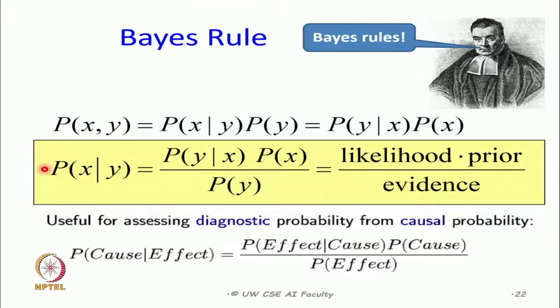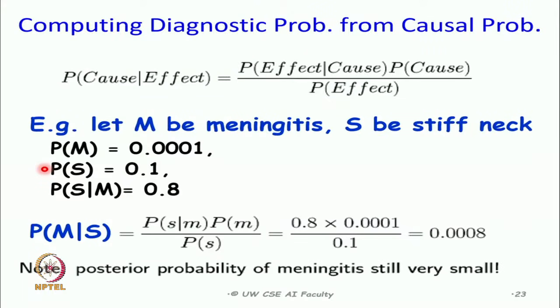But this x given y is called the posterior distribution. P of x is called the prior distribution for x, and y given x has a specific term, it is called the likelihood function. These are just terms, we just have to memorize them. So, posterior is equal to likelihood times prior divided by evidence. This is how we often write it down, right.